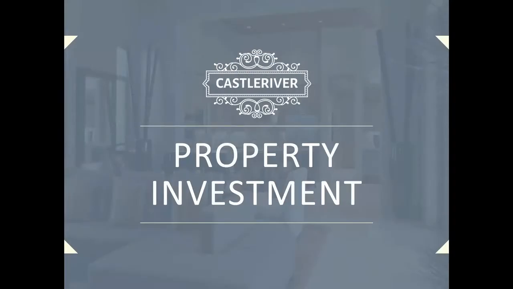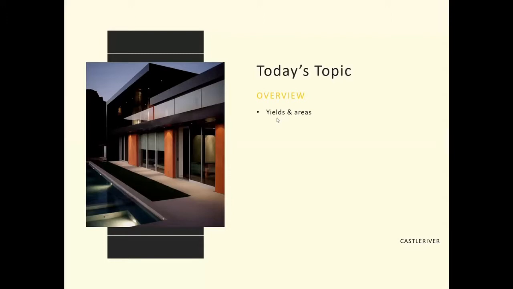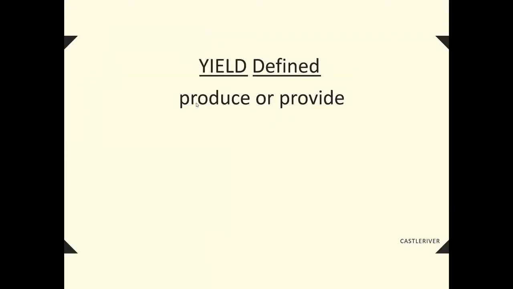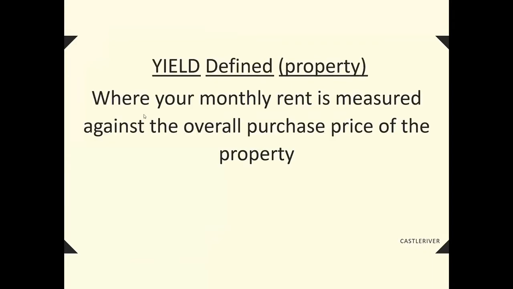Hi, so today what I wanted to talk to you about is yields and areas and prices and how it all correlates. So let's just start with, I guess, the definition of yield. Now, I'm looking at it from a property perspective, but if you look at it very generally, it means to produce or provide. When you look at it in property terms, essentially it is where your monthly rent is measured against the overall purchase price of the property.